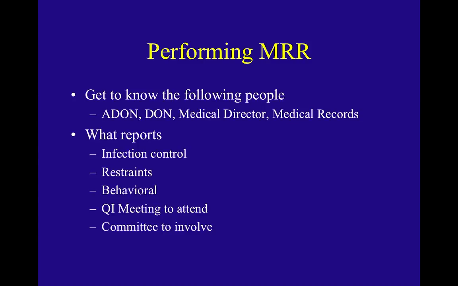You also want to know who's in charge of medical records and find out where you can find reports such as infection control reports, restraint reports, people that may also be on psychotropic drugs, and behavior reports to evaluate the need for psychotropic drugs, and when you need to attend quality improvement meetings. Most of the time it's required by states to have at least quarterly quality improvement meetings, but lately in a lot of nursing homes they have monthly meetings, and this is a good meeting to attend.